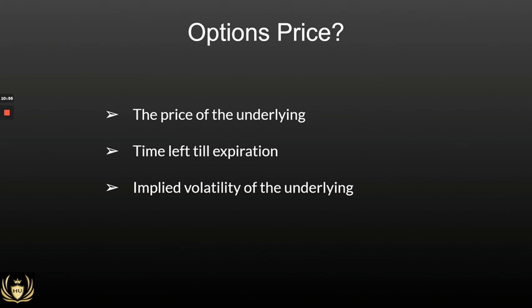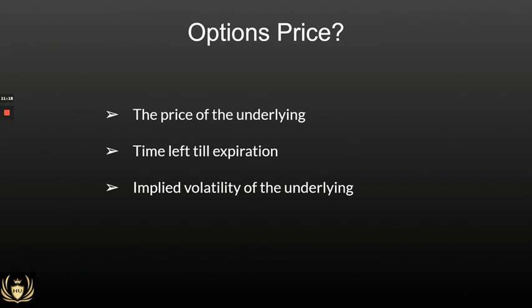Because let's say Apple is at 95 right now, if we have 100 days on it, then it has a higher chance of going above $100 versus if we had 2 days on it. So an option with more time left till expiration will have higher extrinsic value.